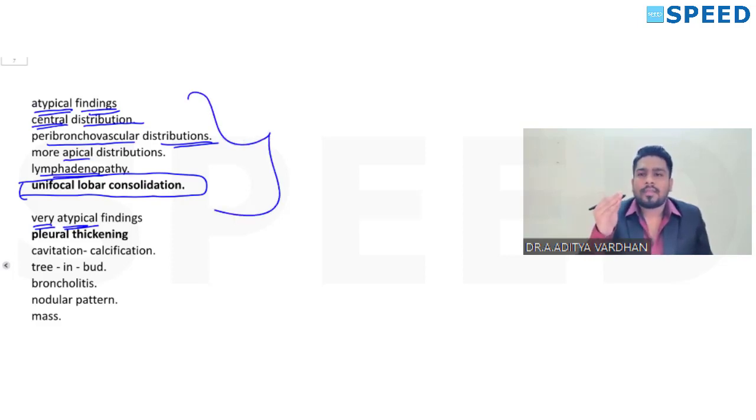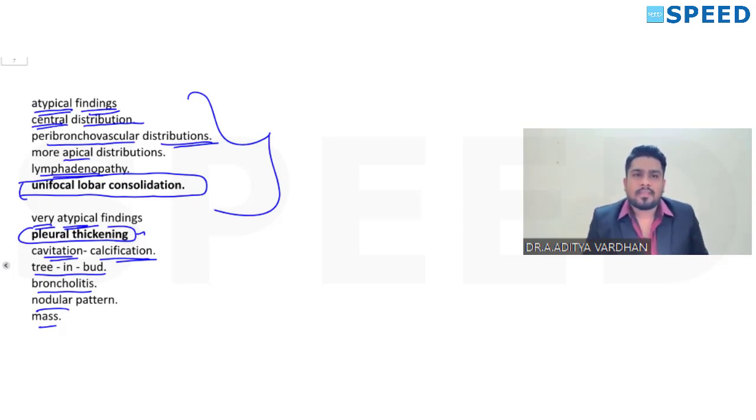That means a COVID-19 infection and these patterns won't go together. Some other infection or pathology would have been there. And what are the very atypical findings? Pleural thickening, cavitations, calcifications, tree in bud appearance, bronchiolitis, nodular pattern and mass. These are very atypical. So look at the bold part, pleural thickening I have mentioned here, and unifocal lobar consolidation I have mentioned. These two are very atypical, right? This has been asked in the question as options.